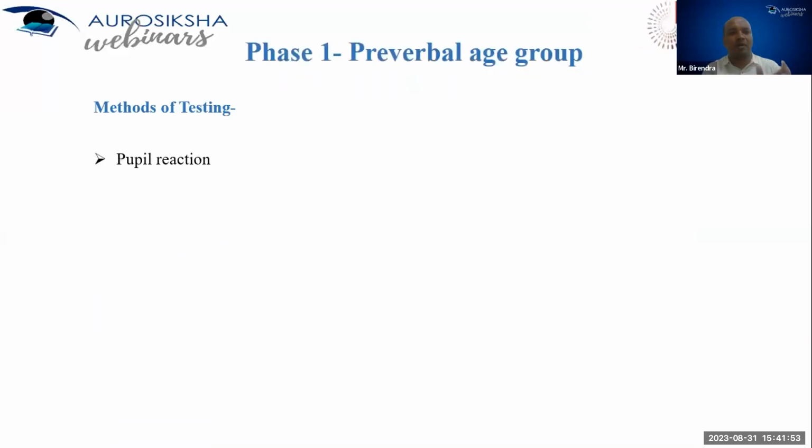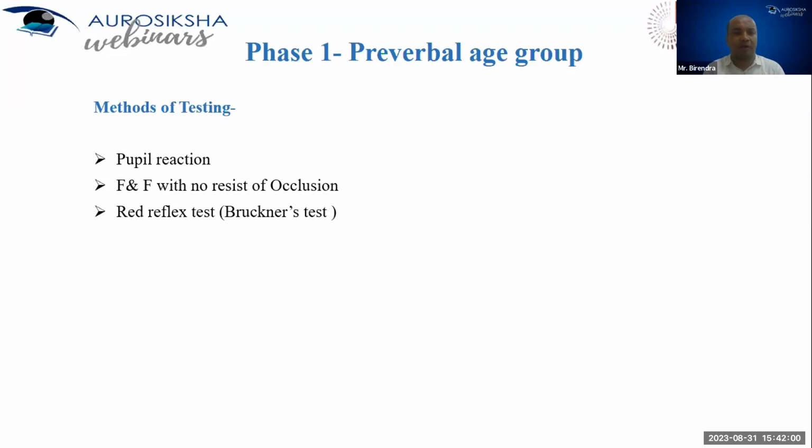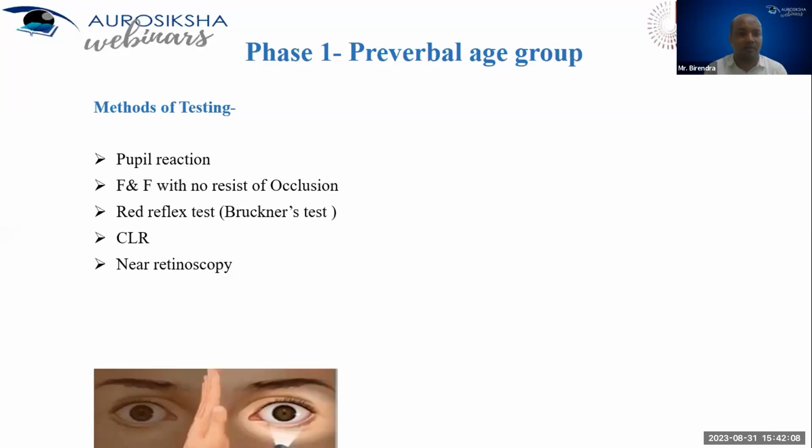So these are some common tests which we apply in our vision center settings: pupil reaction, fixing and following light, red reflex test, corneal light reflex test, and near retinoscopy. One by one, I will explain these tests. What is the relevance of these tests?